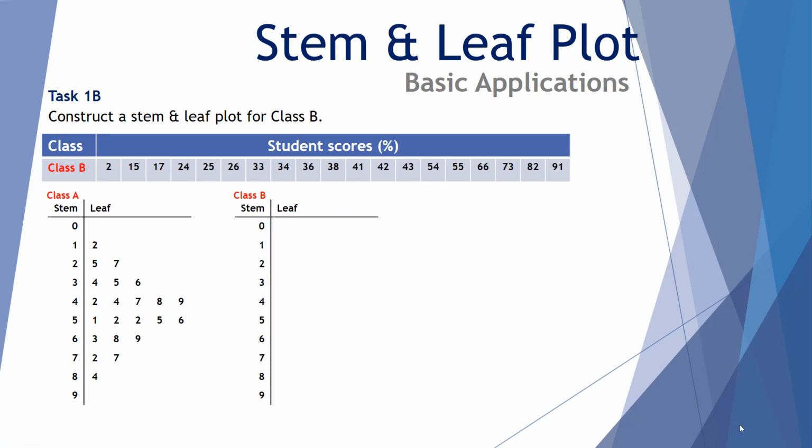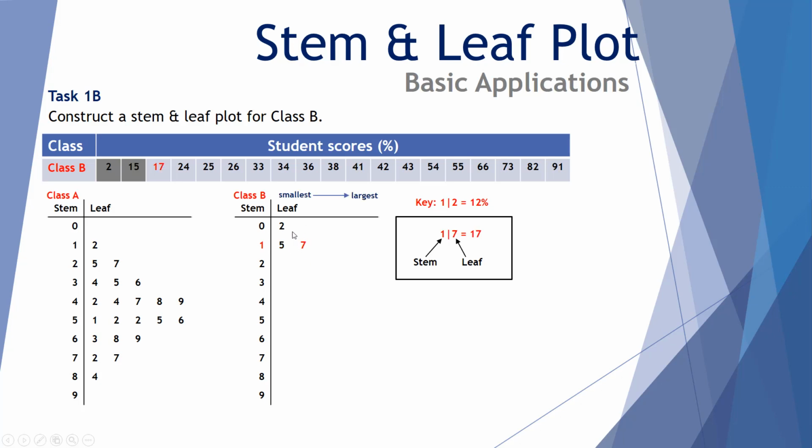Task 1B, construct a stem and leaf plot for Class B. So here's our data for Class B, ranging from a score of 2% up to 91%. So we follow the same process again. As always, we write a key next to our stem and leaf plot to indicate what our scales represent. So first of all, a 0 and a 2 represents 2%. Second score, 15, has a stem of 1 and a leaf of 5, or 1|5 represents 15.